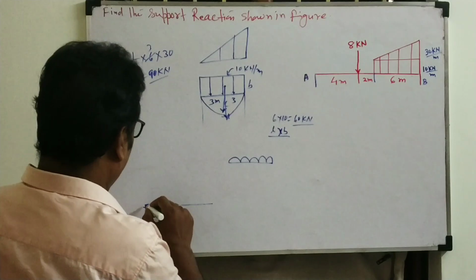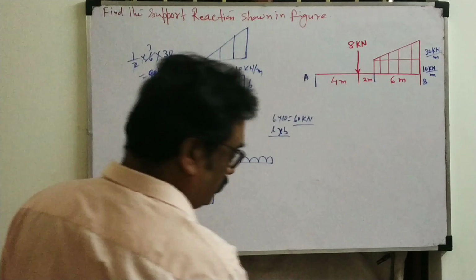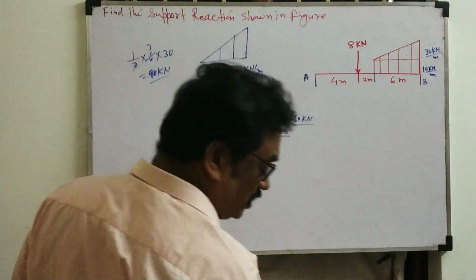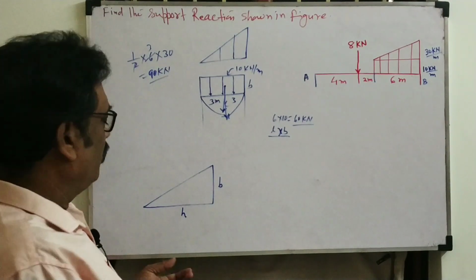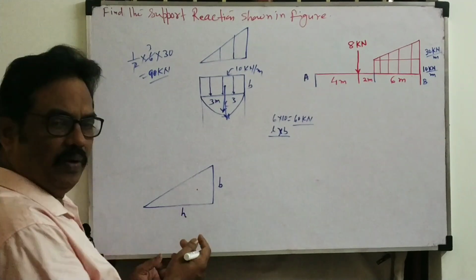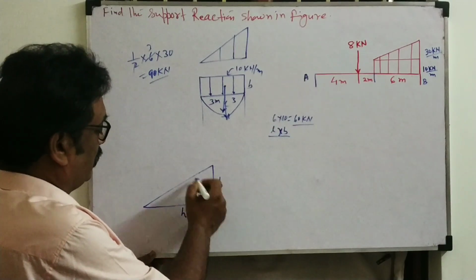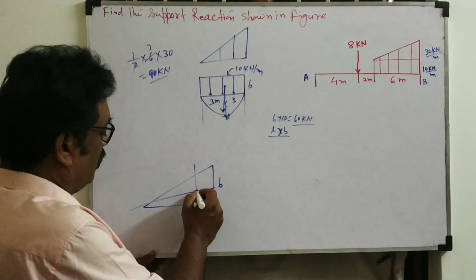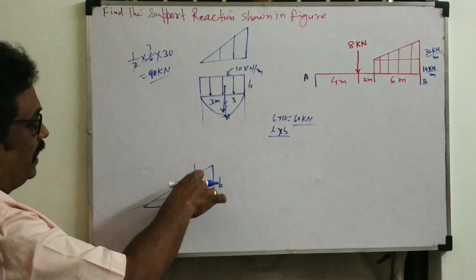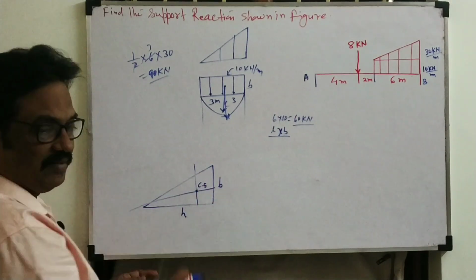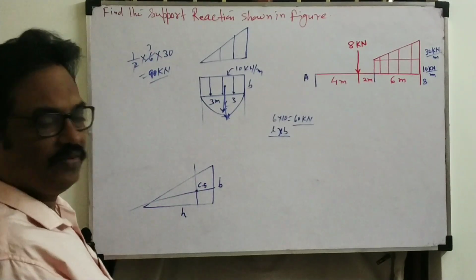Okay, I will draw one triangle here again. Suppose this is H and this is B. I need the CG point of this triangle. The center of gravity point means the entire triangle weight will act at that point, near the base. Suppose this is the CG point. So the entire triangle weight will act here. Then how much is this distance? That is what we have to find out.